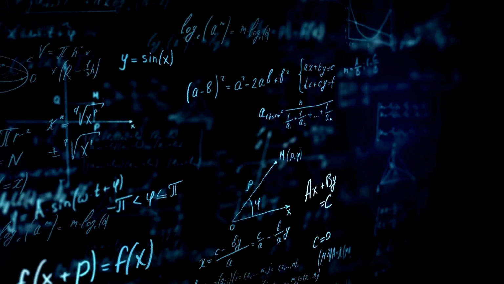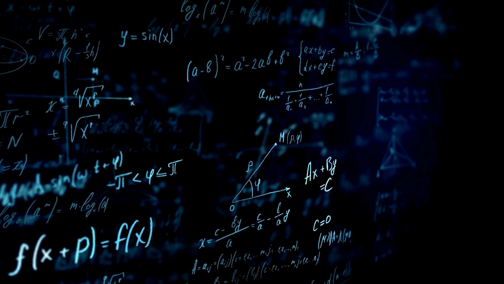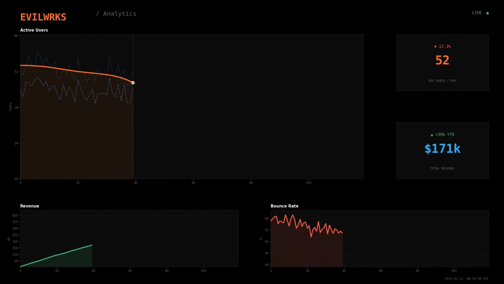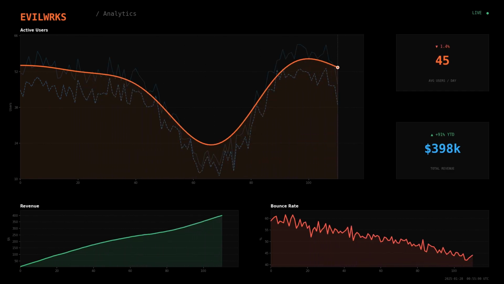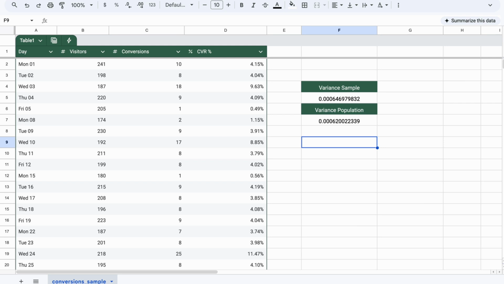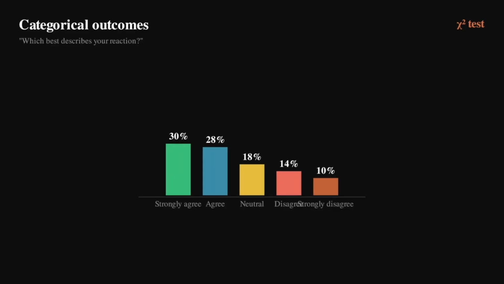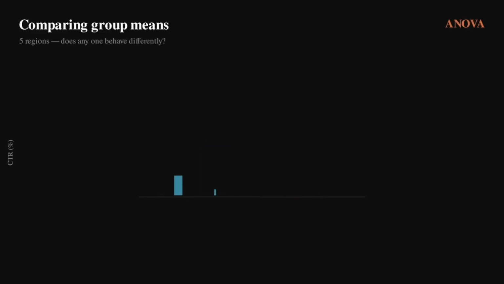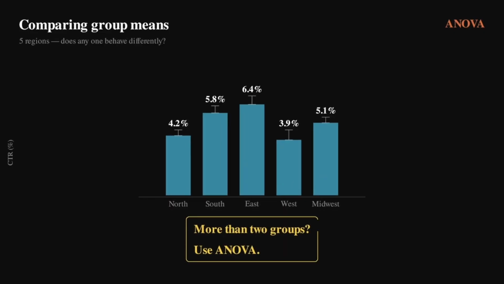4 tests, 4 situations. And if your boss walked in right now and asked you which ones apply to your checkout data, could you answer it? Instead of memorizing formulas, think in terms of situations. If you have a large data set with a known variance, use a z-test. If you have a small sample of unknown variance, use the t-test. If you are dealing with categorical outcomes, use the chi-square test. If you're comparing more than 2 groups, use ANOVA. And before any of that, decide whether you care about one direction or both.